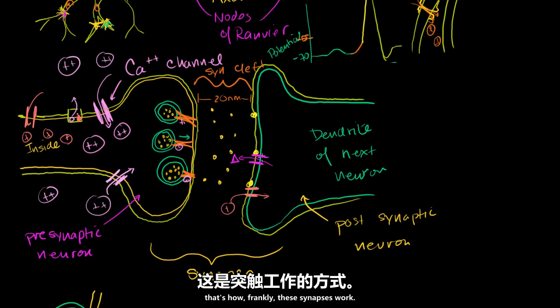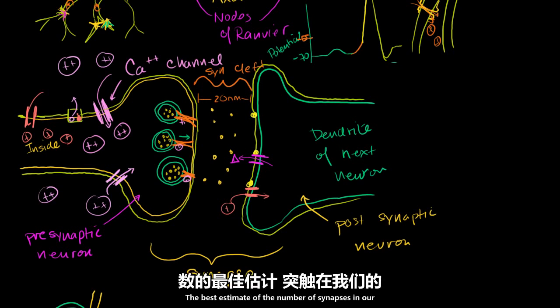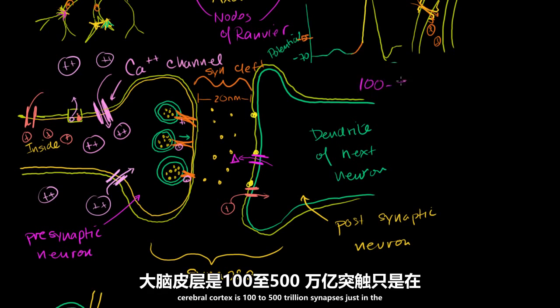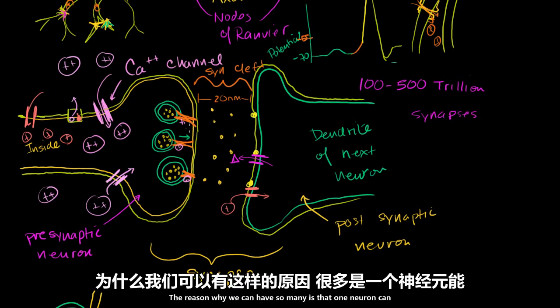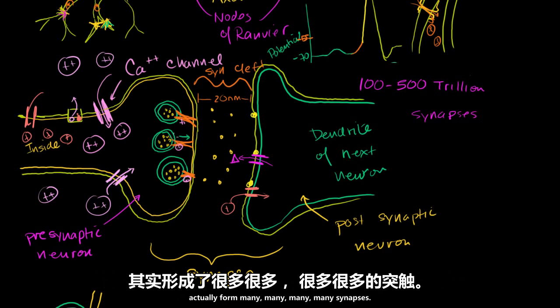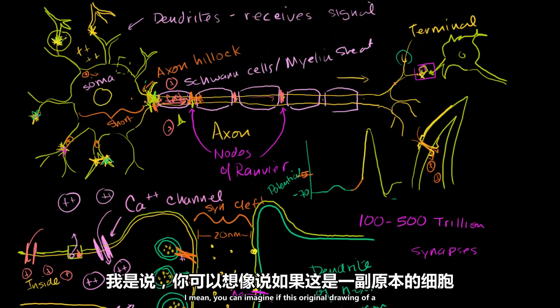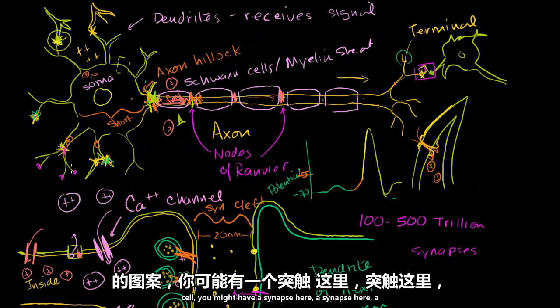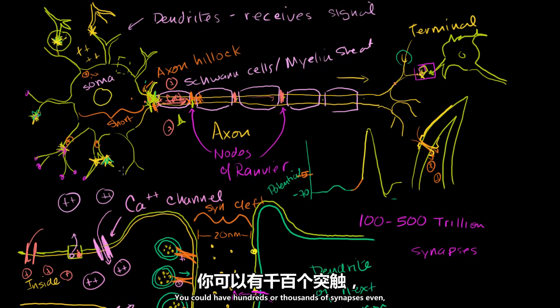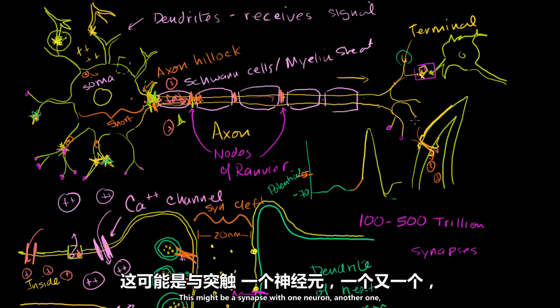And I was about to say there's millions of synapses. No, that would be incorrect. There's trillions of synapses. The best estimate of the number of synapses in our cerebral cortex is 100 to 500 trillion synapses just in the cerebral cortex. And the reason why we can have so many is that one neuron can actually form many synapses. You can imagine in this original drawing of the cell, you might have a synapse here, a synapse here, a synapse there. You could have hundreds or thousands of synapses going into one neuron or going out of one neuron. This might be a synapse with one neuron, another one, and another one.